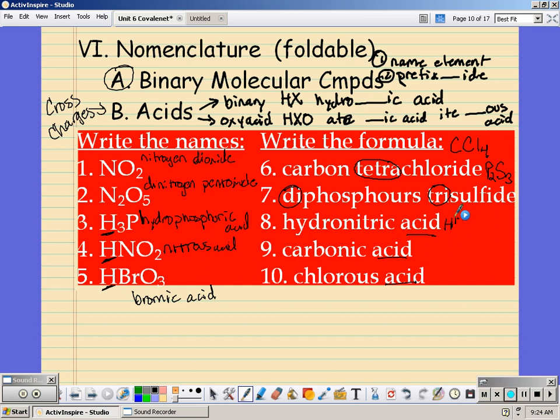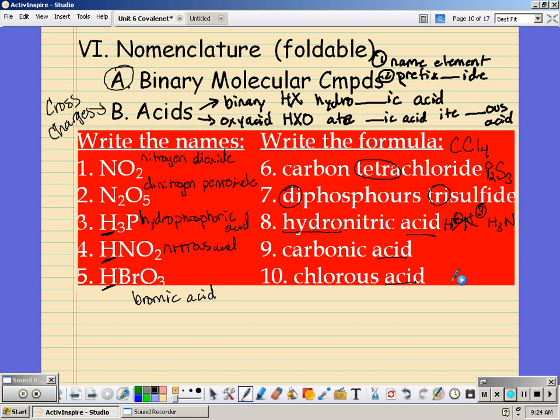Hydrogen in group 1 has a charge of +1. Because it says hydro in number 8, I know that it's a binary acid, so I need my other element, nitrogen. Nitrogen is in group 15, so it's a -3 charge, and I cross my charges, and it's H3N.